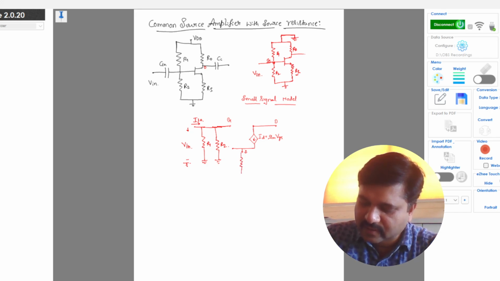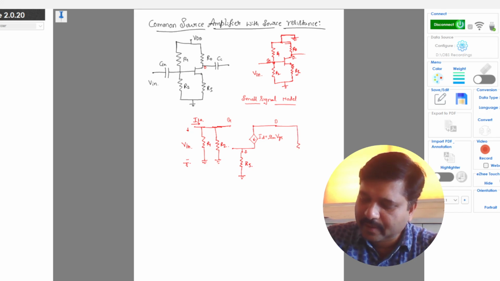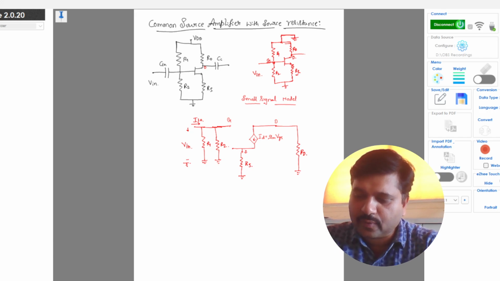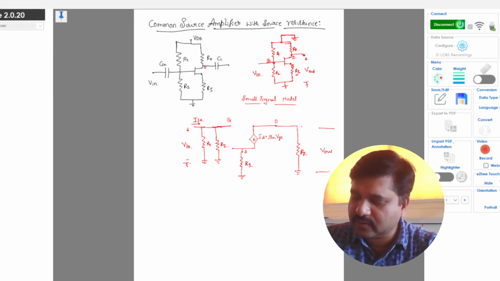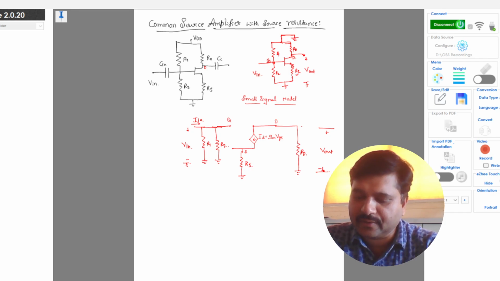and the resistance Rs is from the source terminal to ground. Rd is from the drain terminal to ground. Fine, and we are taking the output across the drain terminal, from drain to reference, that is ground. This is my Vout. So my Vout is from drain to reference, right? So this is my small signal model for the circuit.